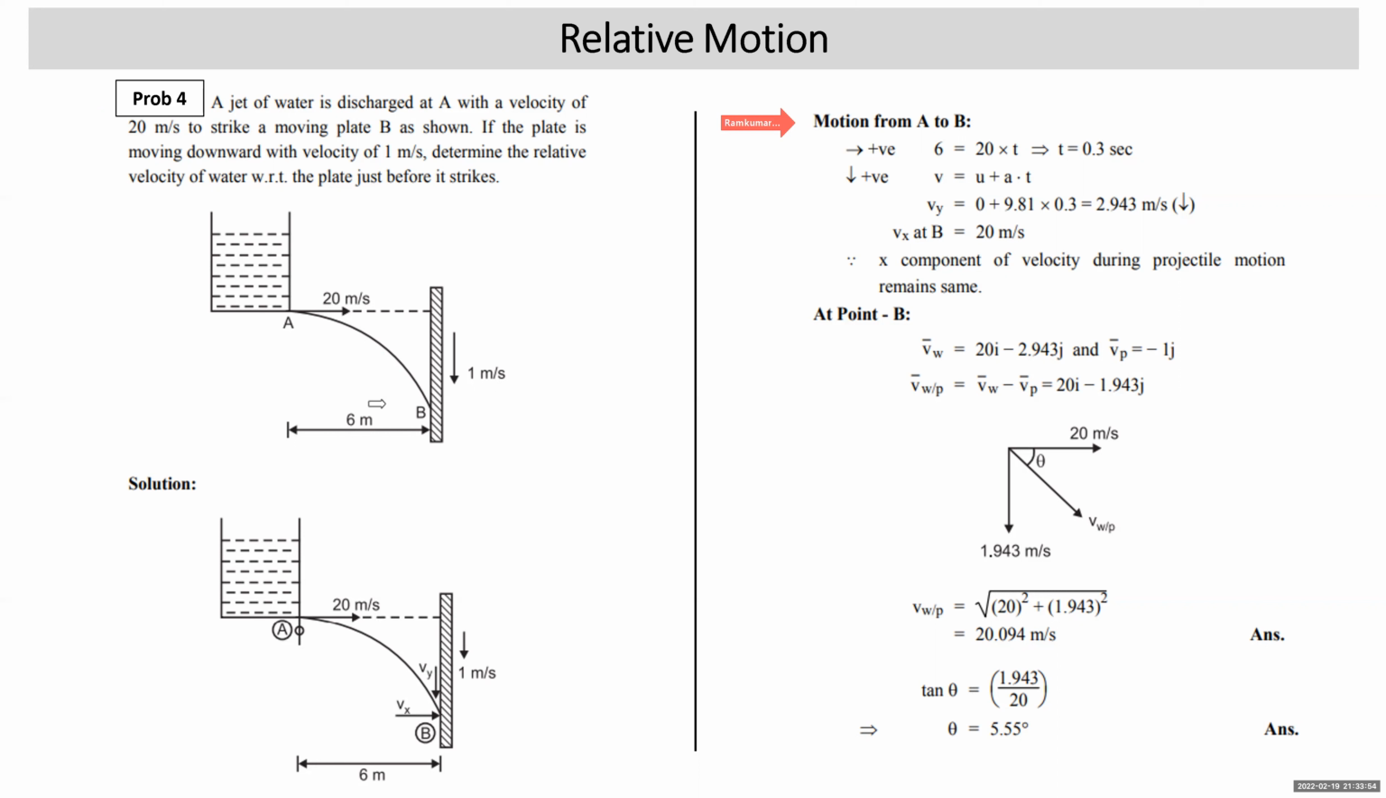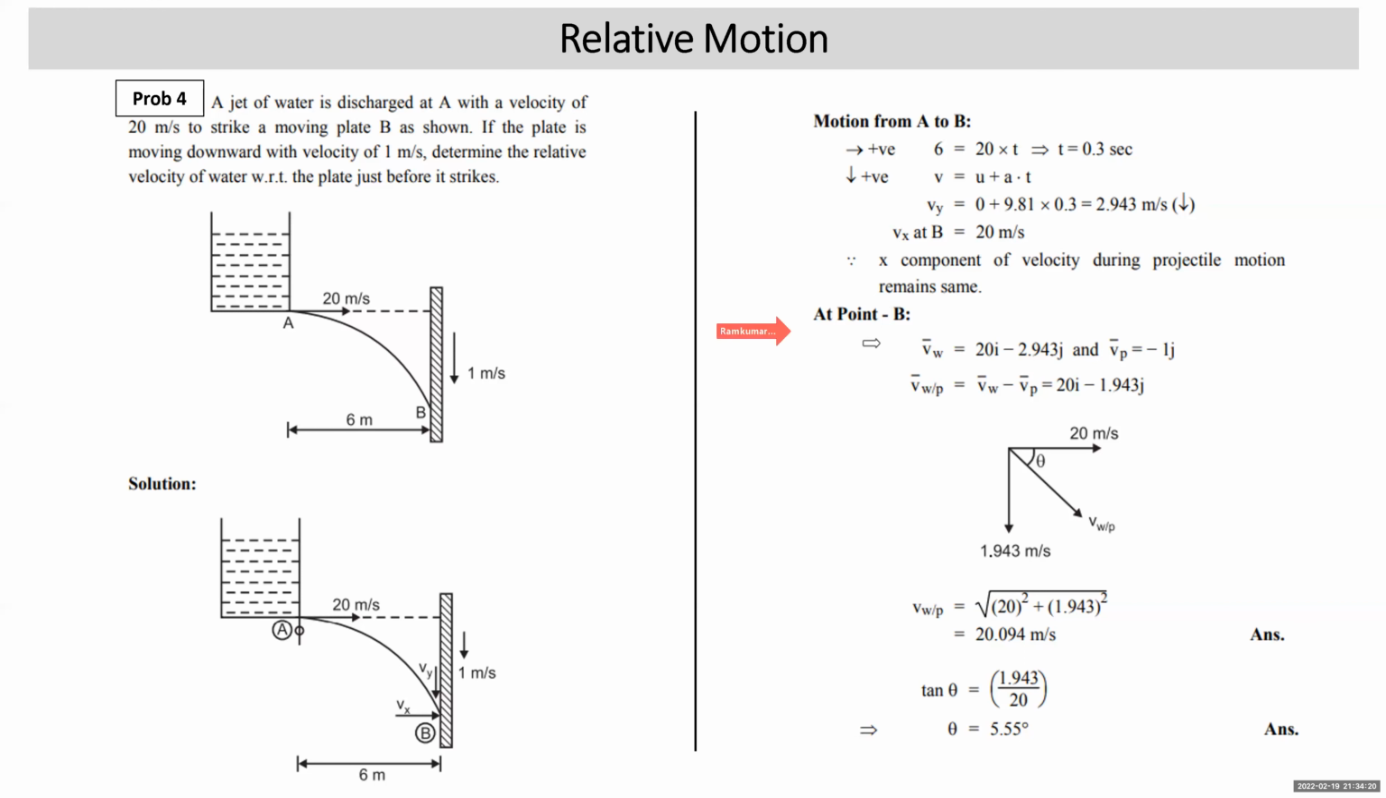Now 6 is equal to horizontal displacement, which is the horizontal component of the velocity into time. 6 is 20 into t. So you get t as 0.3. Now, vertical component of velocity, v is equal to u plus at. Vy, where u is the initial vertical velocity 0, plus 9.81 into 0.3, is 2.943 meter per second. The X component of the velocity at B will remain the same, 20 meter per second. You know that during projectile motion, the horizontal component of velocity remains the same.